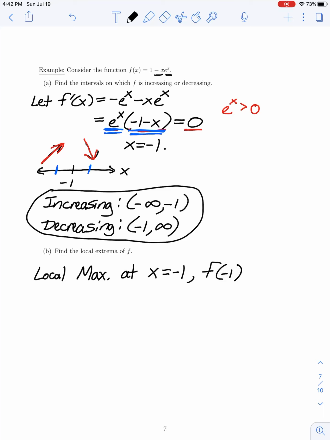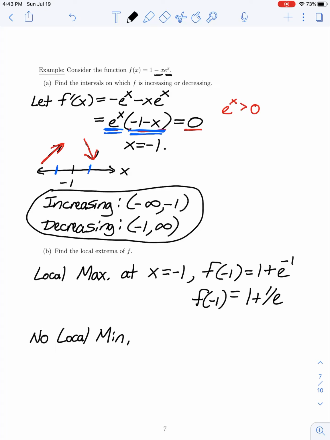And to get the local maximum value, we substitute -1 into the original function, which would give us 1 plus 1 times e to the -1 power, or if you prefer, 1 plus 1 over e. So we have a local maximum at that critical point, and there is no local minimum. There was no other critical point, and recall that the theorem we had seen earlier said if a function has a local extremum at some point, it must be a critical point.